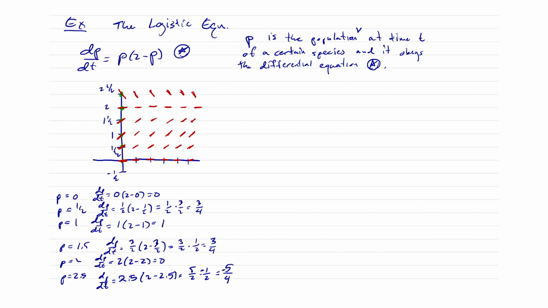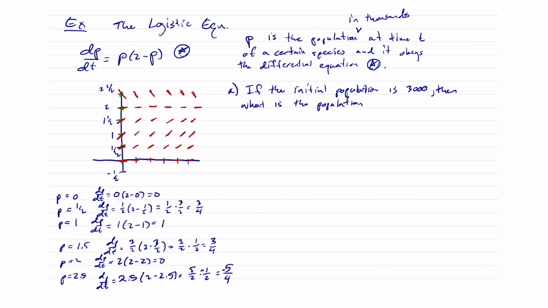Okay, so now let's take a look at what they're asking in the section. So population, I think it's in thousands. The first thing they're asking is, if the initial population is 3,000, then what is the population as t goes to infinity? So basically we're saying that p here is equal to 3. Well, if we did one more of these, we can figure out exactly what it should be.